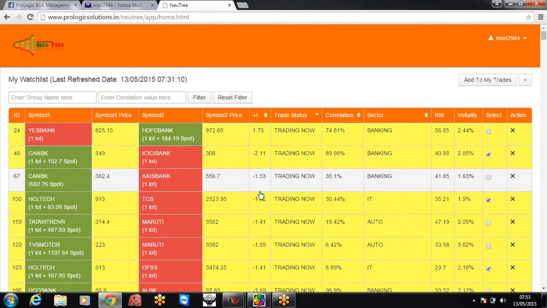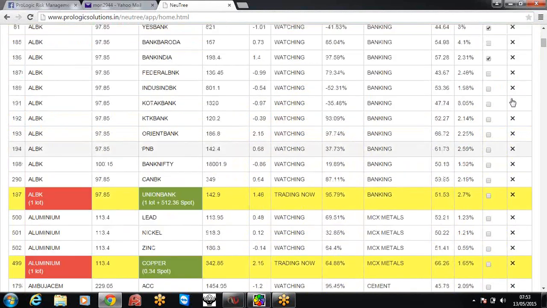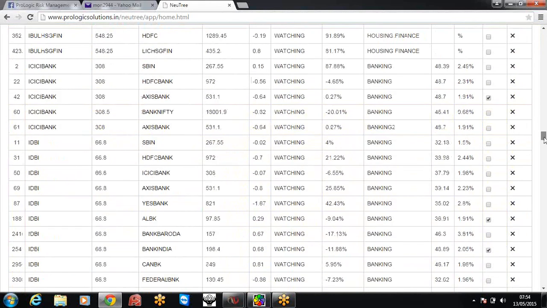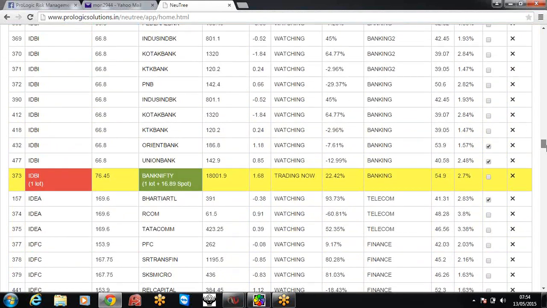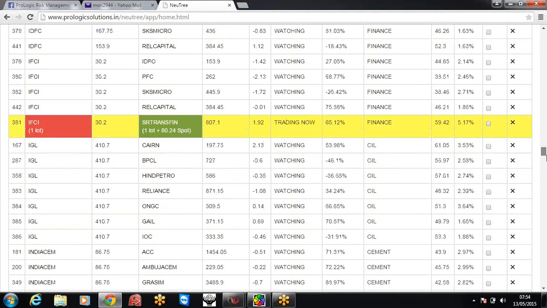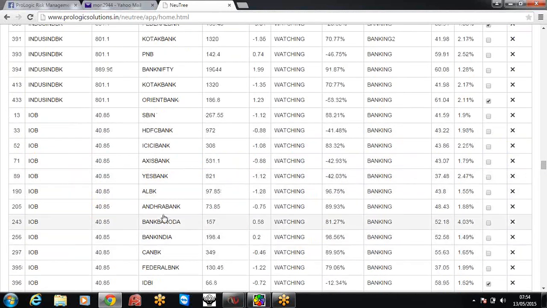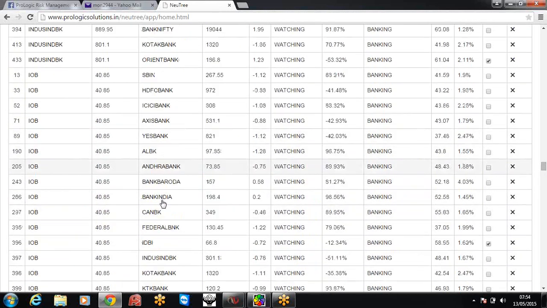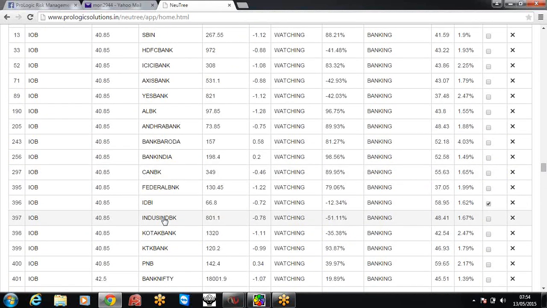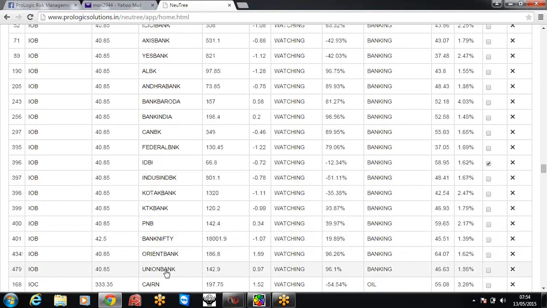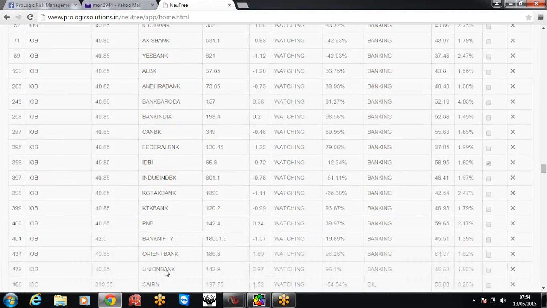And so instead of going into this, let me just show you what are the trades that closed yesterday. We had some Union Bank trades which closed yesterday, IOB and Union Bank. So IOB and Union Bank yesterday, the trade actually closed.